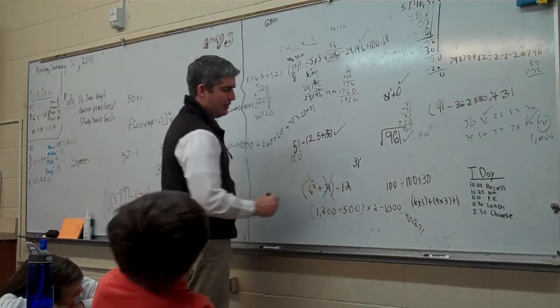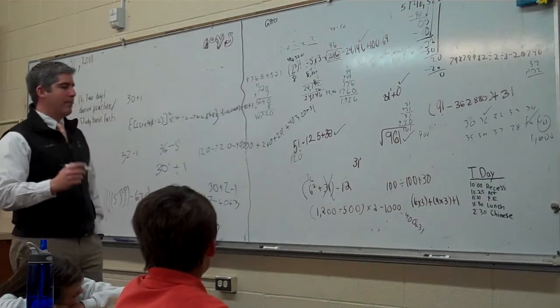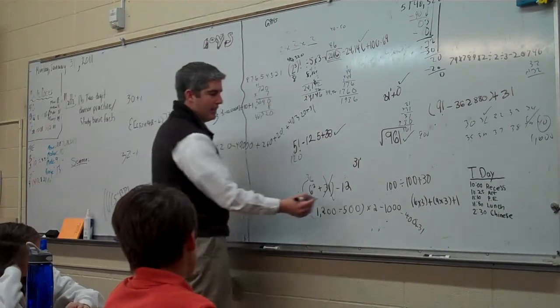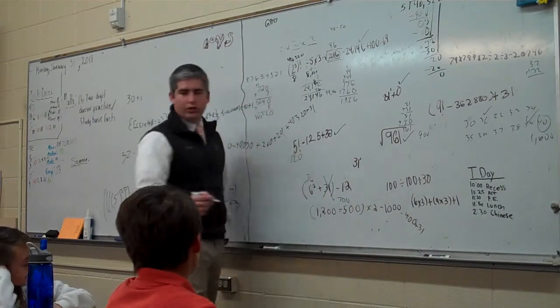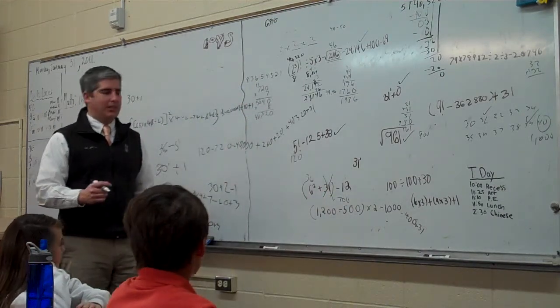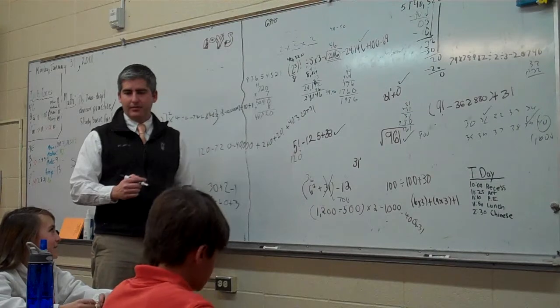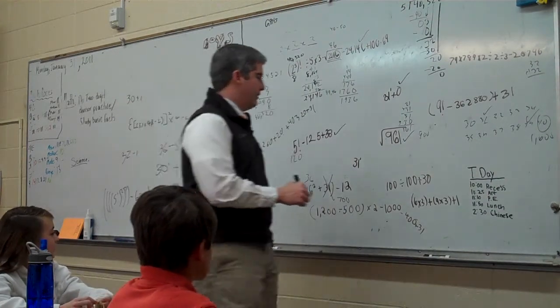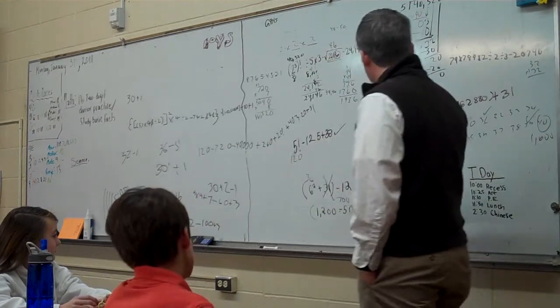Not sure what happened there. Then we have 1,200 minus 500. Anybody? 700. Thank you. Times 2, Olivia. What's 700 times 2? 1,400. Very good. Minus 1,000 equals 400. Minus 4 equals 0 plus 31.